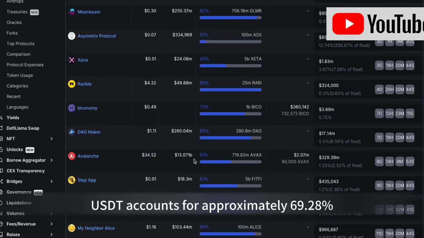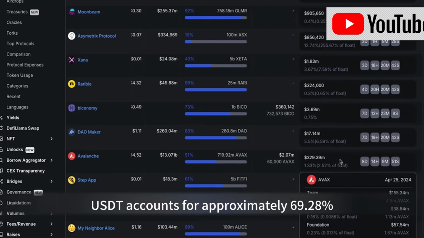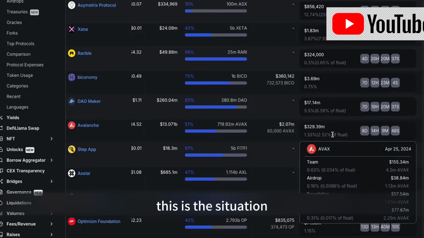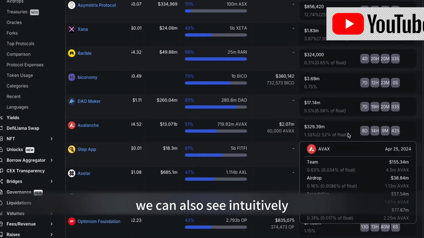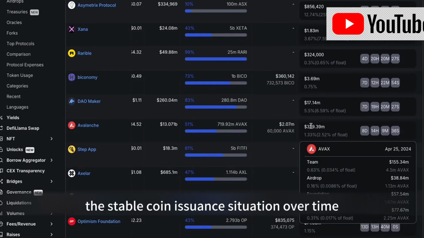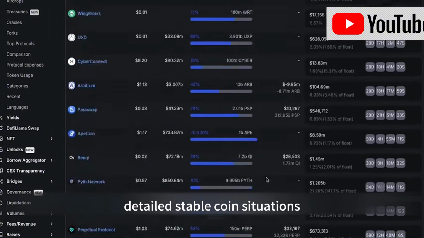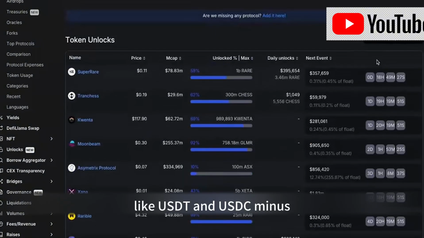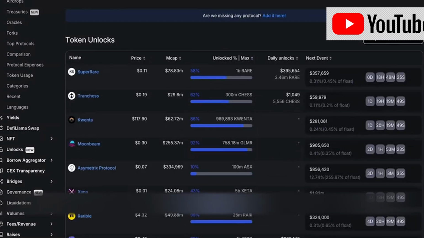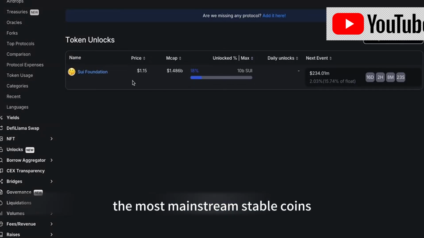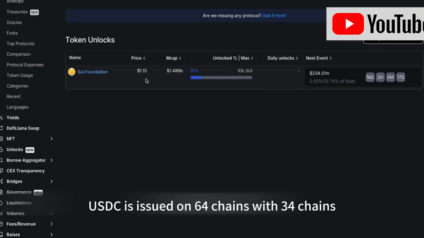USDT accounts for approximately 69.28%. This is the situation. We can also see intuitively the stablecoin issuance situation over time. Below we can see detailed stablecoin situations like USDT and USDC. These two are currently the most mainstream stablecoins. USDT is issued on 65 chains. USDC is issued on 64 chains, with 34 chains.